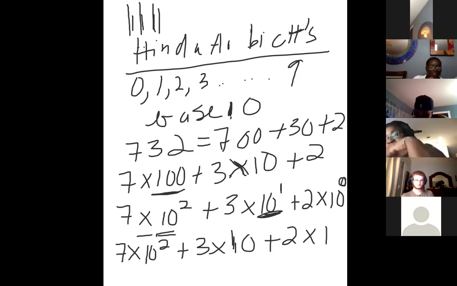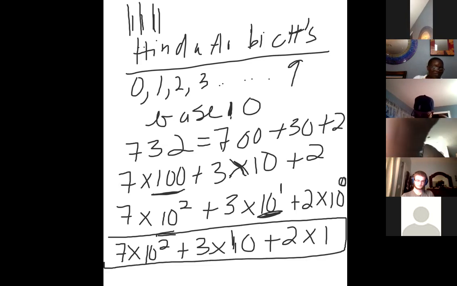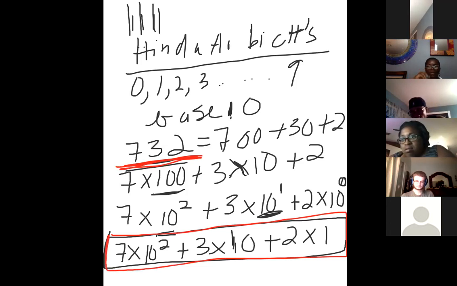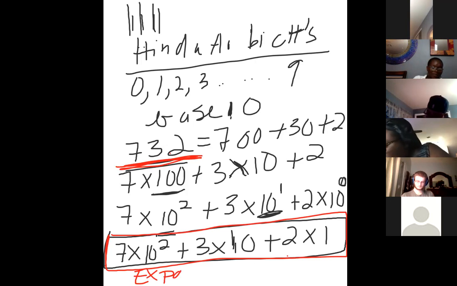So, guys, if we were to take the number 732 and rewrite it in expanded form using base 10, this is what that number 732 would end up looking like using base 10. So pretty much any number that we're used to can be expressed in base 10. And so when we express a number like 732 in base 10, we call this the expanded form. That's the expanded form of the number 732.